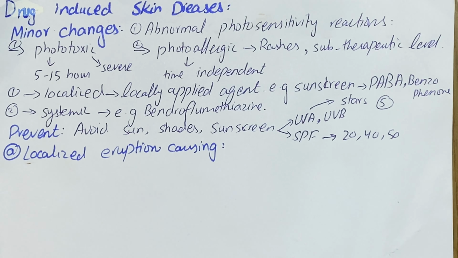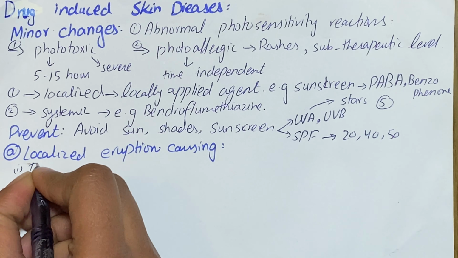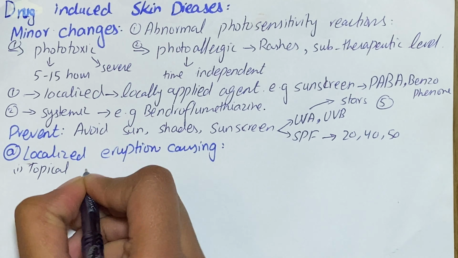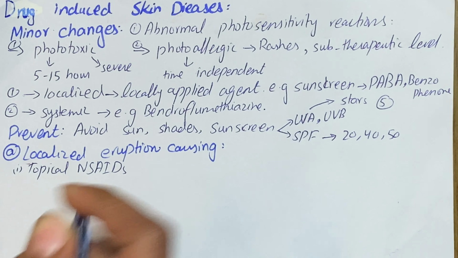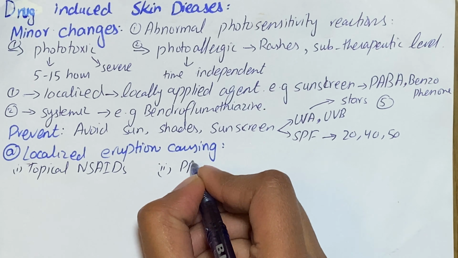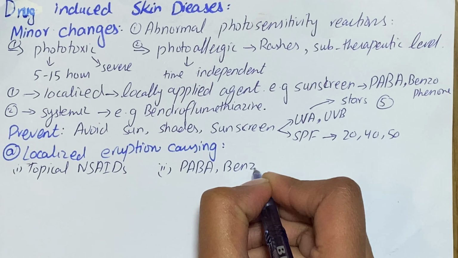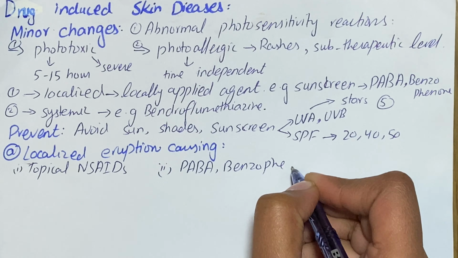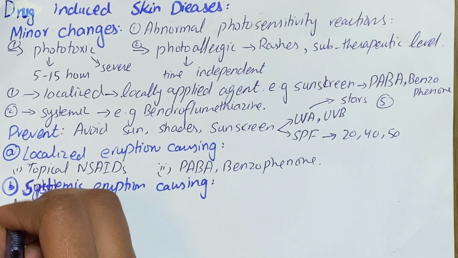Now, the agents which are involved in causing such kind of changes. So first of all, localized eruption causing agents include topical NSAIDs and PABA or benzophenone that we have discussed previously in sunscreen. So systemic eruption is further divided into two types, that is phototoxic and photoallergic.